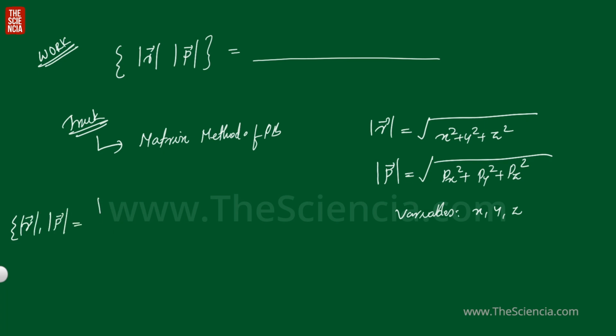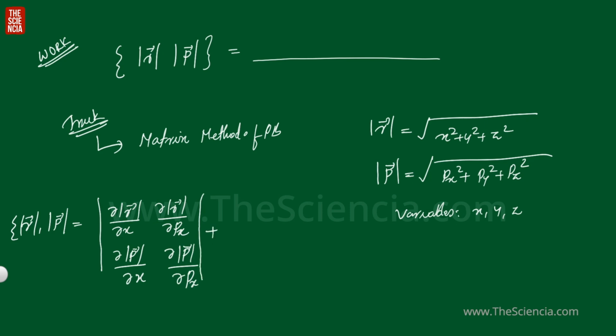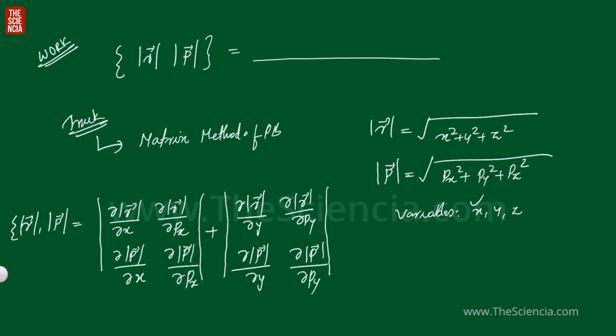So we have to construct three matrices, that is Poisson bracket of R, P will be equal to, first matrix will be dou R by dou X, dou R by dou Px, dou P by dou X, dou P by dou Px plus. So one variable is over. Now we have to consider the matrix with the other variable, that is dou R by dou Y, dou R by dou Py, dou P by dou Y, dou P by dou Py, plus one more term is there.